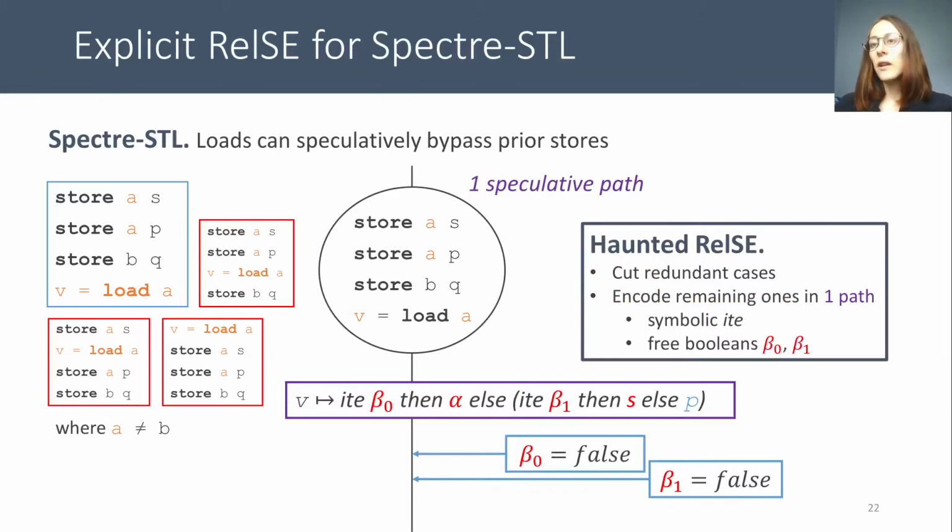Finally, because it is still expensive to fork, we encode the remaining cases in a single path using symbolic if-then-else constructs. Basically, we introduce 3 Boolean variables that represent possible transient paths, and we use them to construct an expression that encodes all the possible values that the variable v can take. And finally, a transient path can be invalidated by setting the corresponding Boolean variable to false. And so in the end, we only have to explore a single path that encompasses all possible transient and regular executions.